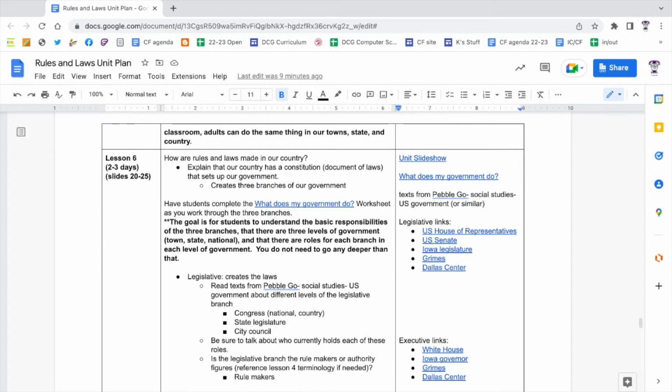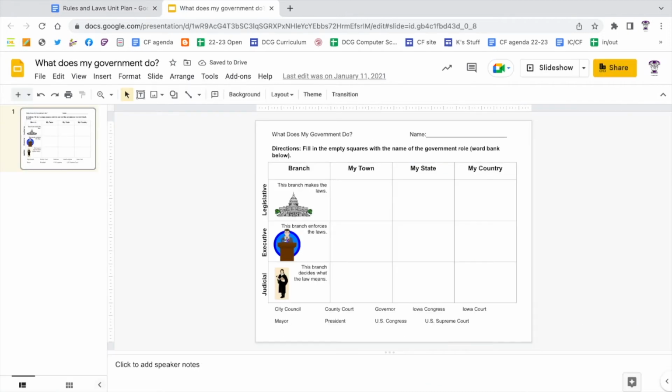Lesson 6 takes 2 to 3 days to complete, and we focus on how rules and laws are made in our country. So this is when we can talk about the Constitution, and we learn about the 3 branches of government. Students will complete the What Does My Government Do worksheet, in which they learn about the 3 branches and what it looks like at the town, state, country level.